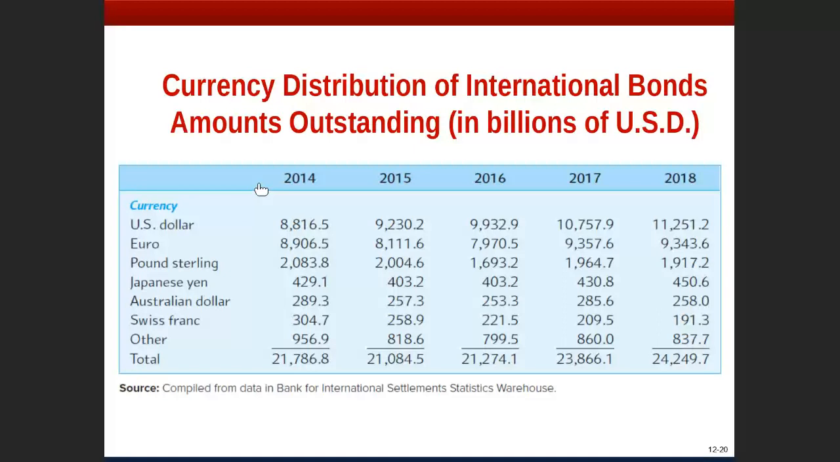And here we have the currency distribution of international bonds. The amounts outstanding are given in billions of US dollars. You can see that starting at around 2015, the bulk of these bonds were denominated in US dollars. The euro, it was $8 billion, and from that point on, you can see again that difference is there. In other words, most of the bonds are dollar denominated.